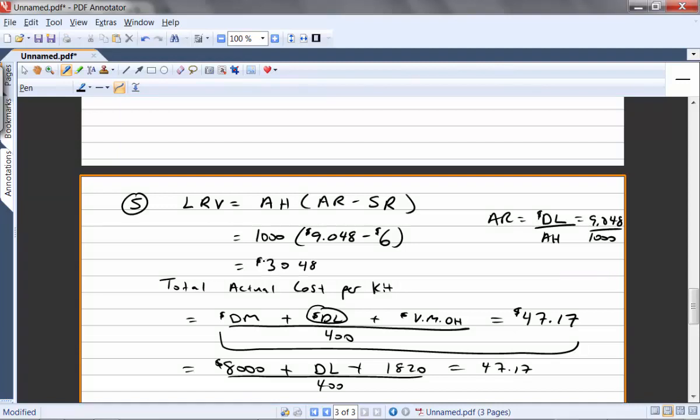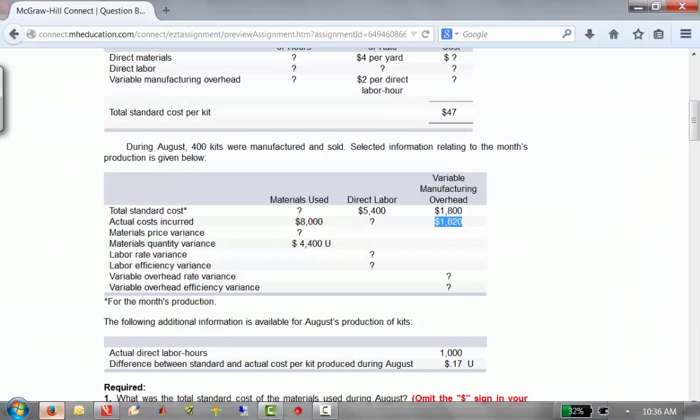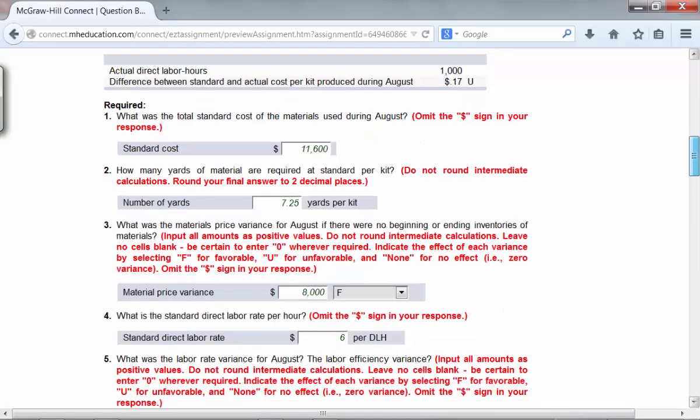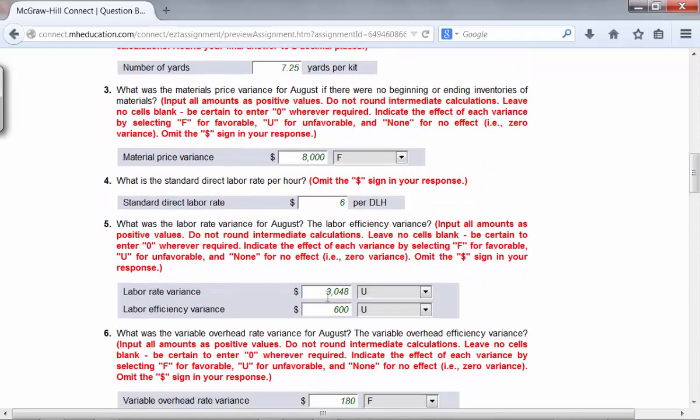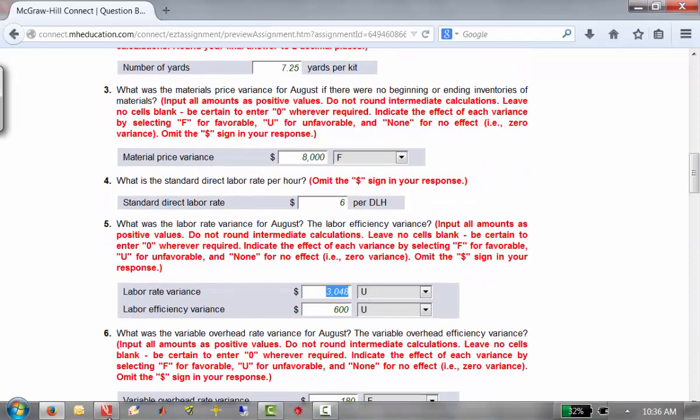And is it a favorable or unfavorable variance? We're paying them $3.05 more than what we should have. That's got to be unfavorable. It's not good. Remember, when a cost variance is positive, it's always unfavorable. When it's negative, it's always favorable. So we can check and make sure. 3,048 right here.